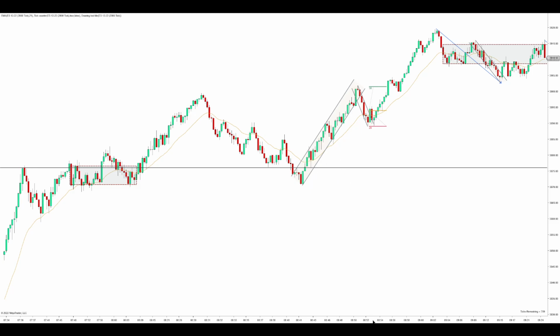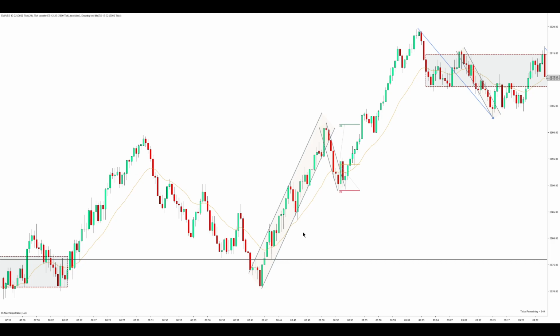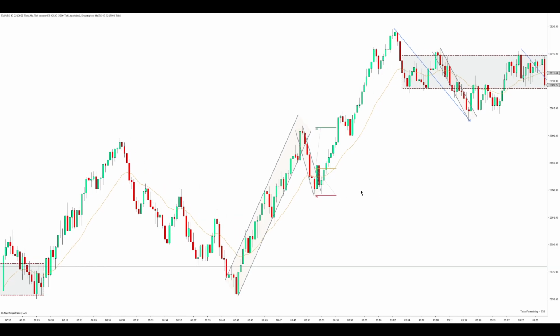So anyway, it's perfect context is my point. So that's why I liked it, and I only liked it after it closed above the EMA. I didn't like it beforehand.